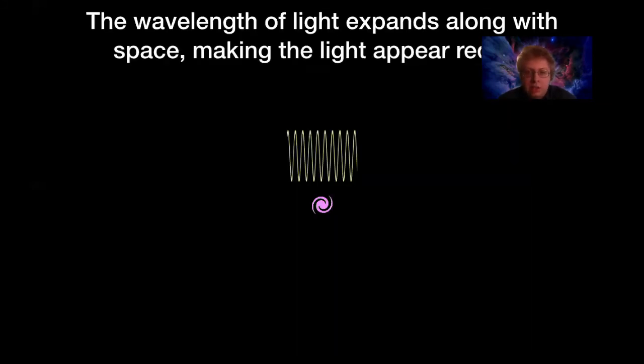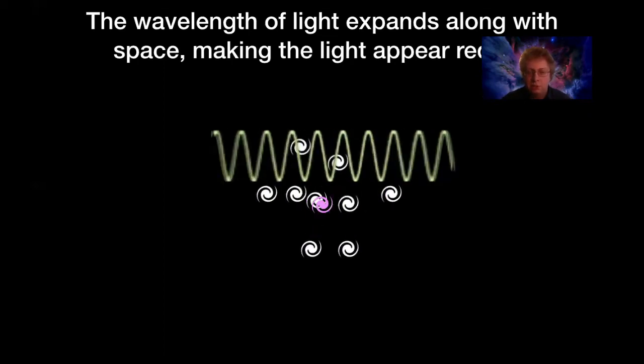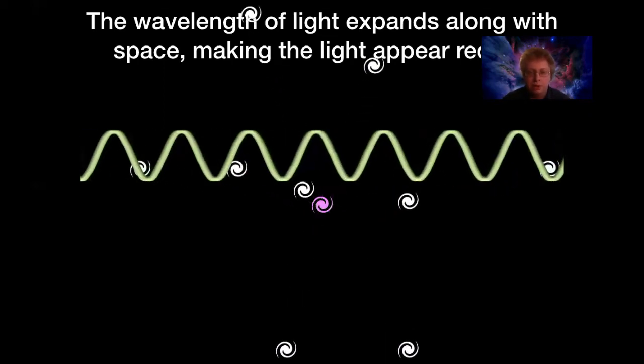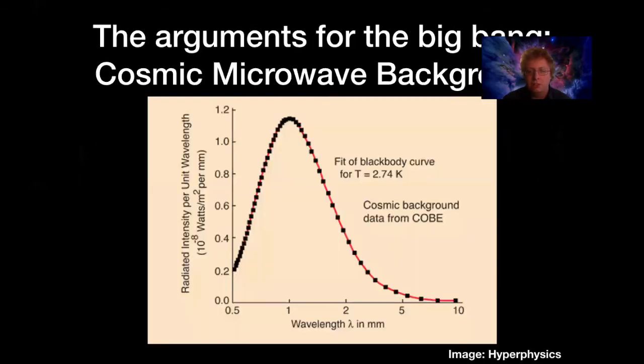Now remember, I said that the wavelength of light expands along with space. So in the Big Bang model, we could imagine that any light that was emitted a long time ago, the wavelength would expand, it would get longer, and everything would become redder. And that's exactly what we see for the cosmic microwave background. The glow from the Big Bang, this black body radiation, has been stretched out so much over time that instead of being optical light, it's radio light. It's in fact in the microwave region of the spectrum.